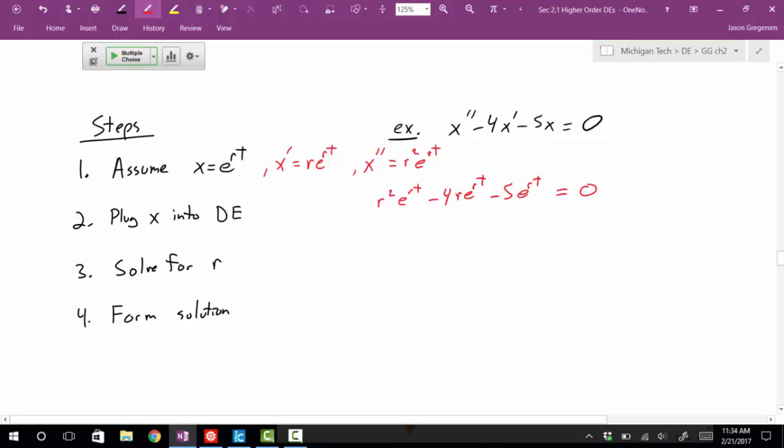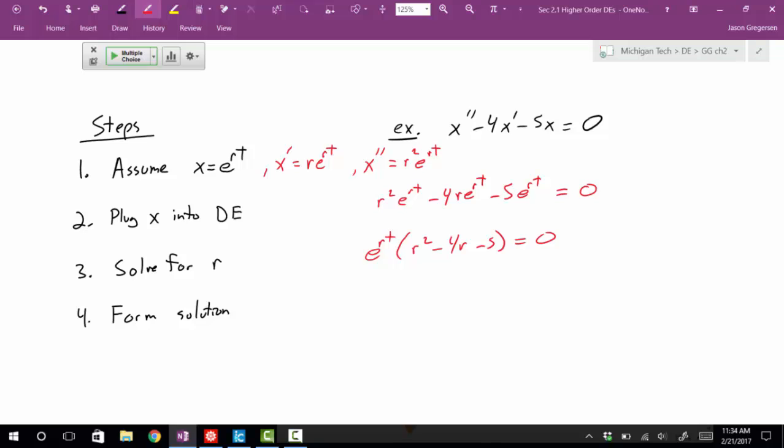Well, one way I can do it is I can factor out that e to the rt. I'll be left with r squared minus 4r minus 5 equals 0. And then I look at that guy. I say that is the product of two things, and it is equal to 0. The only way the product of two things is equal to 0 is if either the first thing is 0 or the second thing is 0.